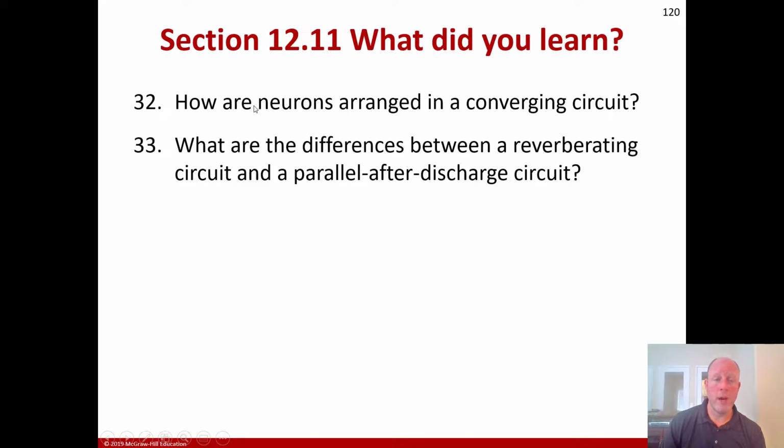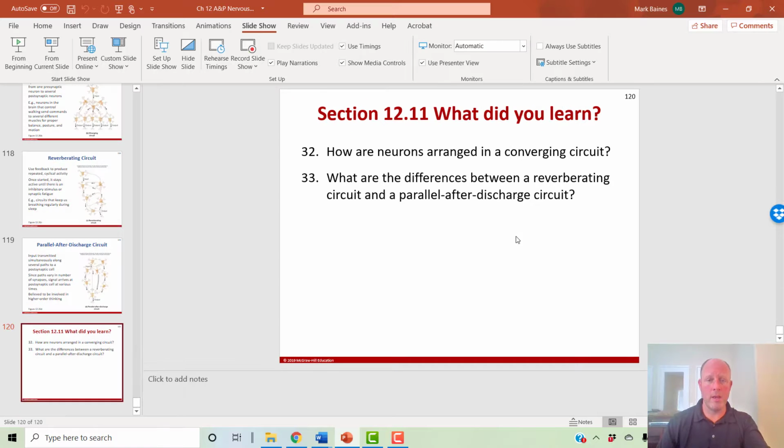So what did you learn? How are neurons arranged in a converging circuit? And what are the differences between a reverberating circuit and a parallel after-discharge circuit? That was important information to know. And that's the end of our chapter 12. It's not exactly light content. That's why we're going to have one test on one chapter versus multiple this time around.